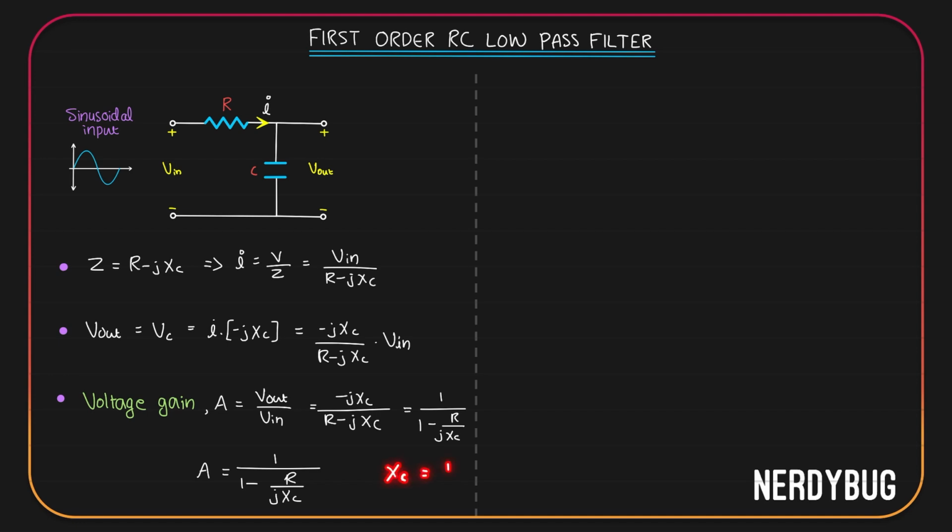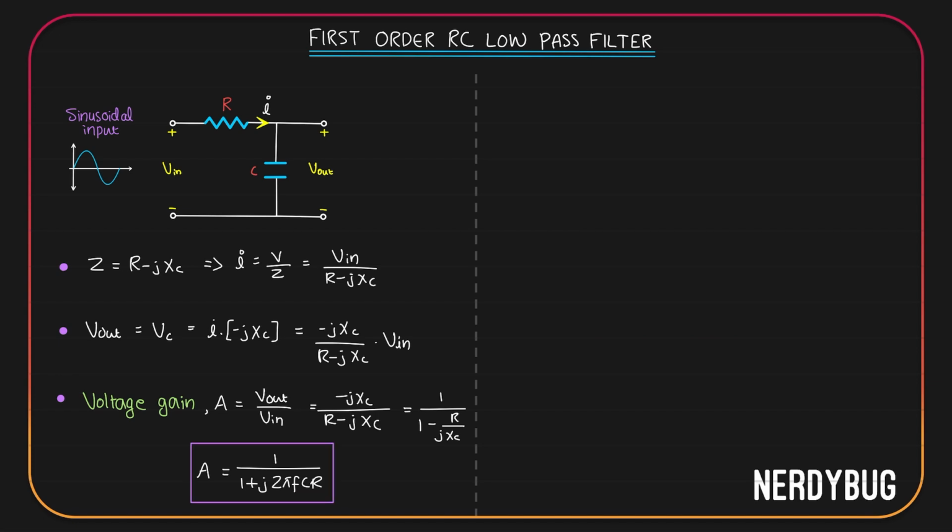We know XC is 1 by omega C. In the denominator, we will get 1 minus omega C R divided by J. Do we have to keep J in the denominator? 1 by J is minus J, but then we already have a negative over here. So if we bring J to the numerator, it will become 1 plus J omega C R. Again, omega is 2 pi times the frequency. Let us replace it by that. So we get the expression for gain 1 by 1 plus J 2 pi FCR. Let's put it in a box.